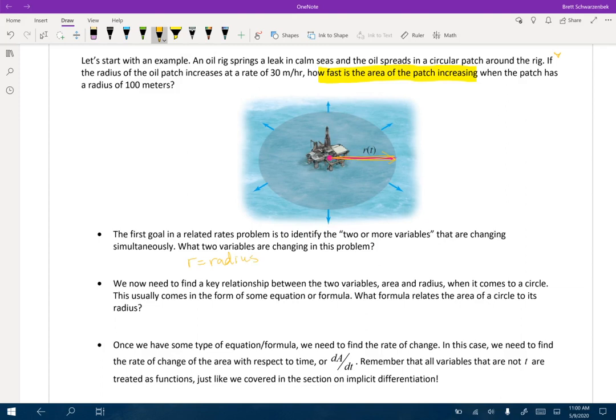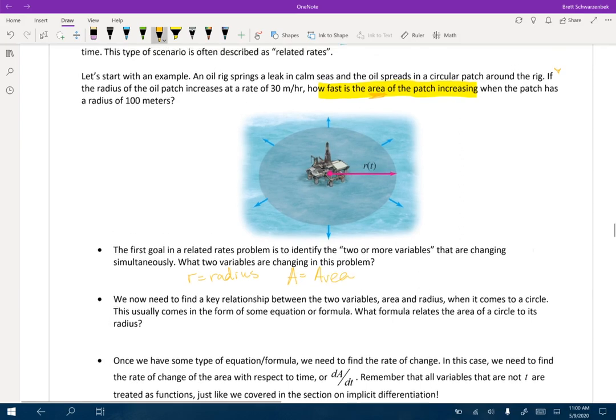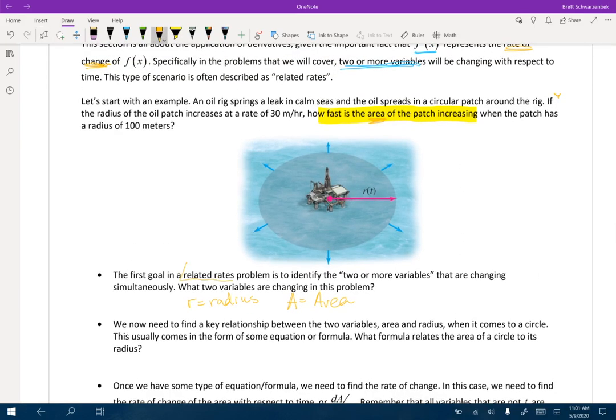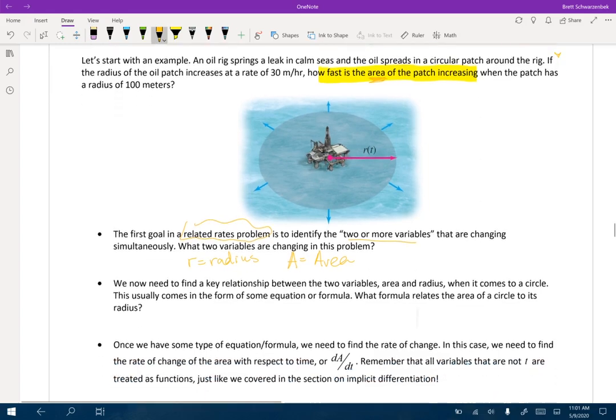But as the radius changes, what else is changing? What is another concept in this problem that was provided? It looks like the area is changing. So we're going to use big A for area. That's what makes this a related rates problem, because we have two or more variables that are changing with respect to time. Over time, the area and the radius are changing.